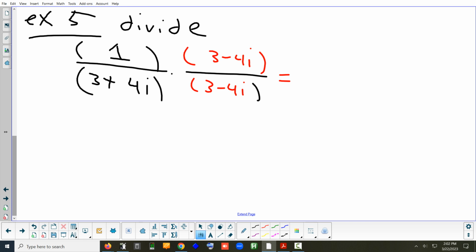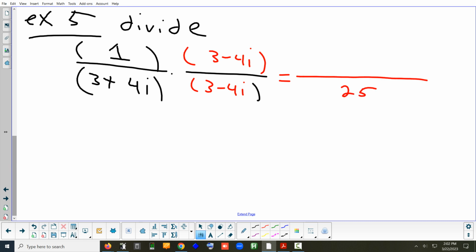Now, 3 plus 4i and 3 minus 4i. We've got to FOIL these two together in the bottom. But remember, those are conjugates, so we just learned a trick. In fact, I think we did that exact problem. What did we get when we did 3 plus 4i times 3 minus 4i? 25.